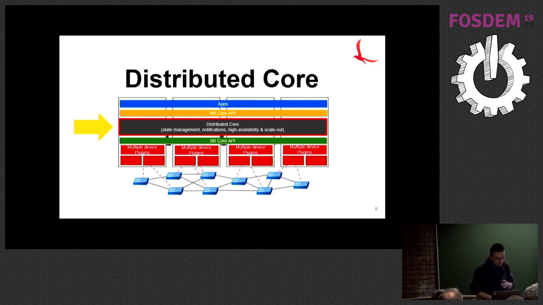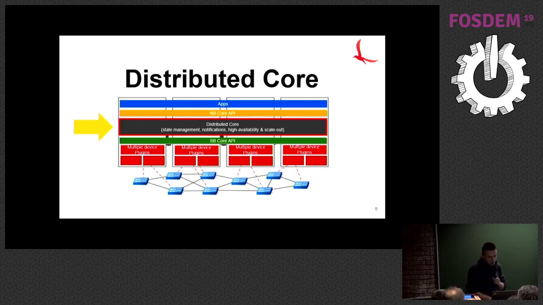Then there is what we call the SB core API, that's the Southbound core API. I would very much compare this to the driver system in the Linux kernel. So you can write device drivers for various devices. Even for one particular device, you can write multiple drivers for different protocols.